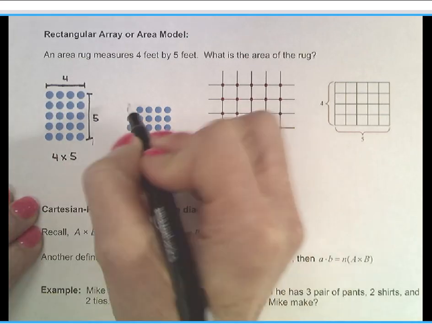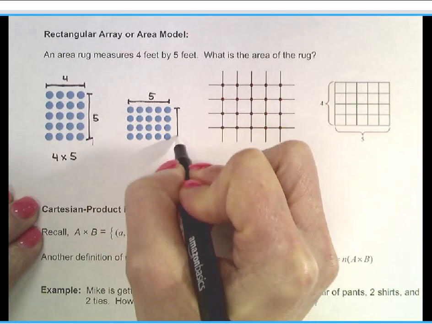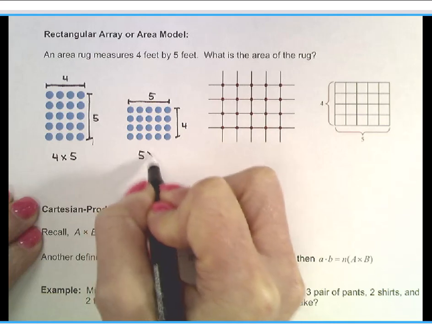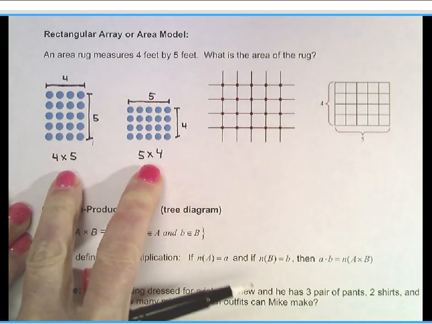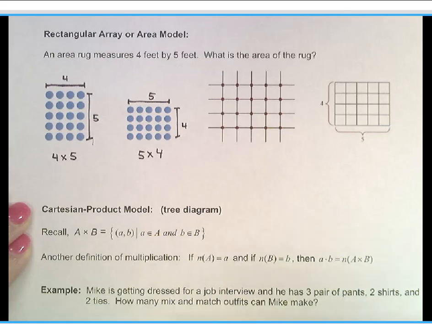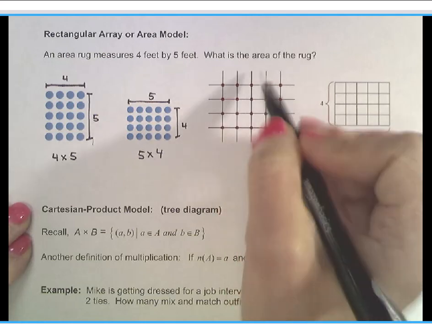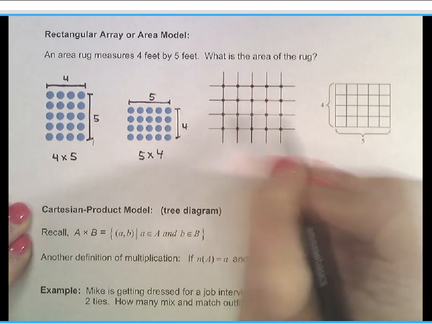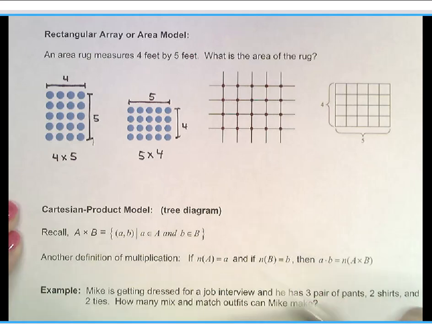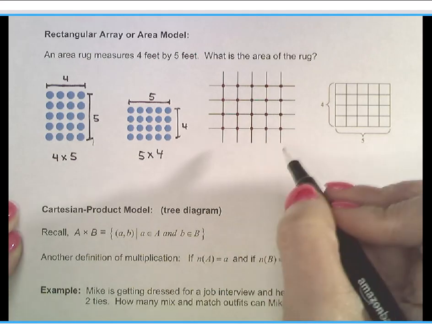Or you can flip it, where you have 5 up here at the top and you have 4 down the side, and that would be a 5 by 4. But you guys know that's still going to yield the same area. The area would still be 20, right? You can also model this with intersecting lines. So we have 5 lines going vertically, 4 lines going horizontally, and you just look at the dots where they intersect, and the number of dots is 20, right?